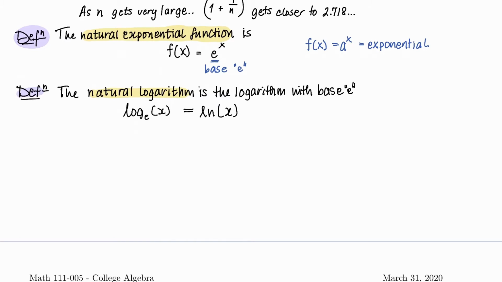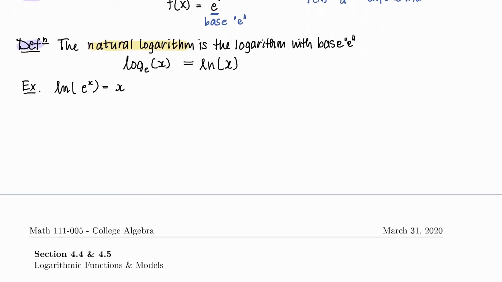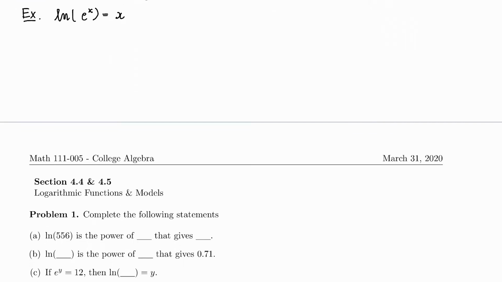What else should we say here? How are we going to use the natural logarithm? It's just like the usual logarithm, right? So if we take the natural log of e to the x, I get x. So ln undoes e to the x, just like log base a undoes a to the x. Okay, I think that's what I want to cover for now before we start the first two problems.